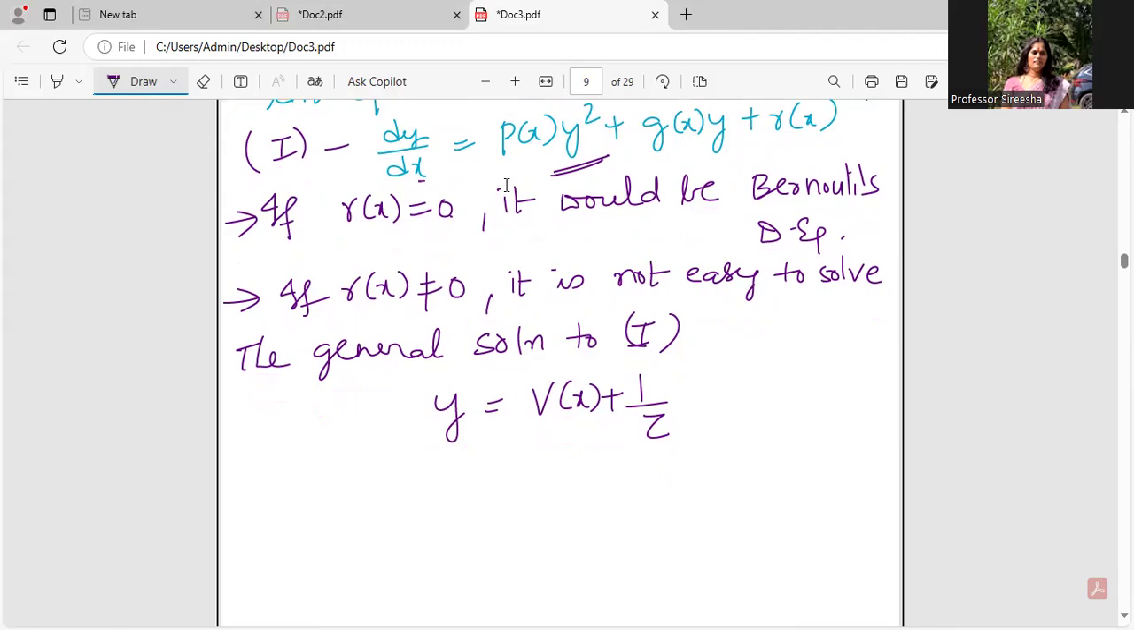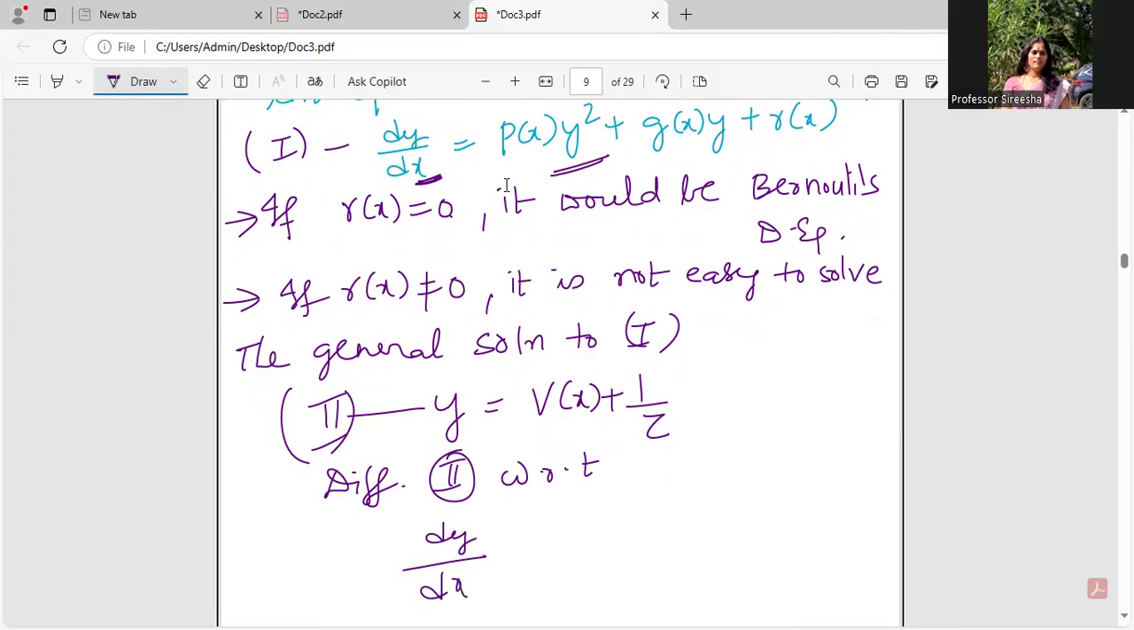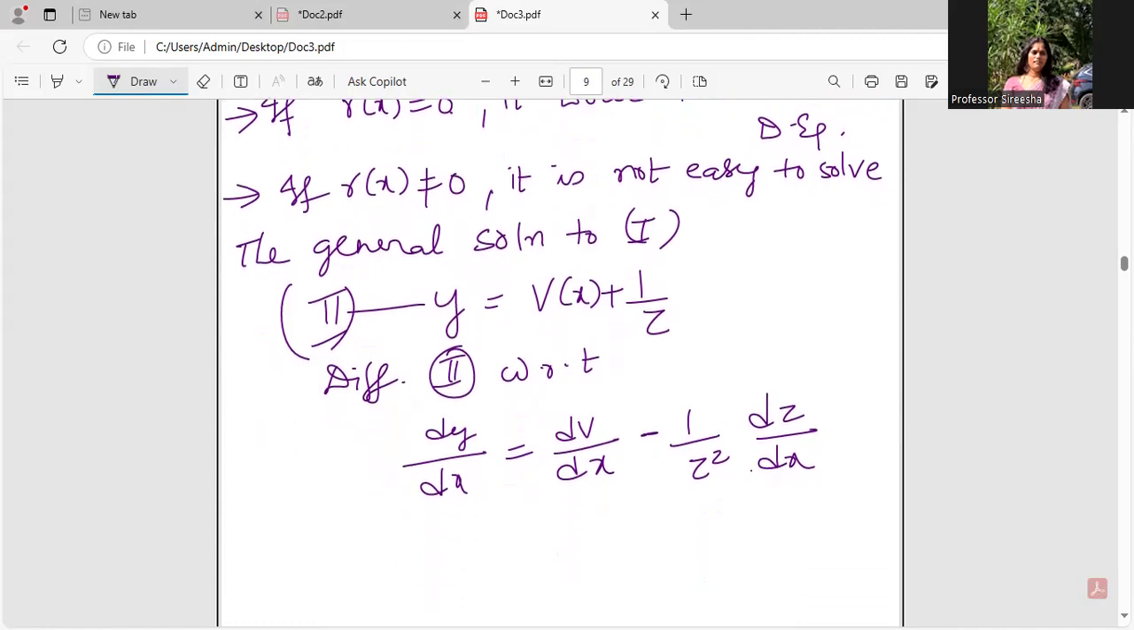Actually, this equation requires dy by dx, so I'll be differentiating 2 with respect to x. What I'll be getting is dy by dx equal to dv by dx, and the derivative of 1 by z would be minus 1 by z squared, of course times dz by dx. Z prime, or dz by dx, is what I'll have.